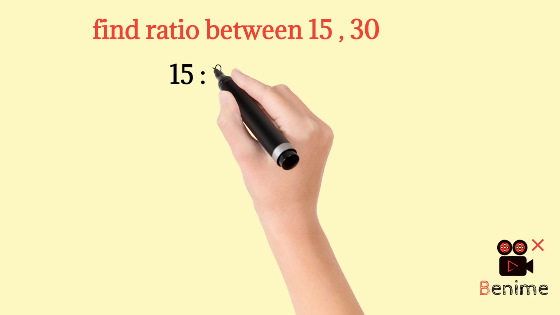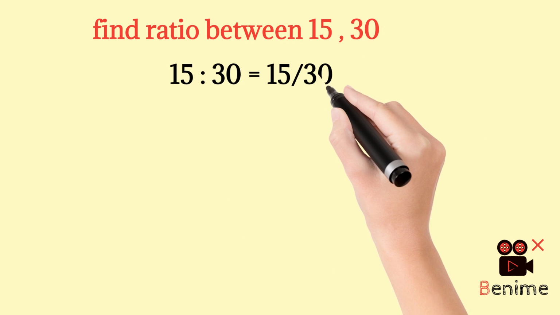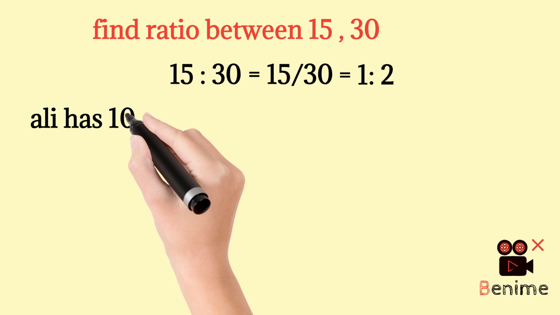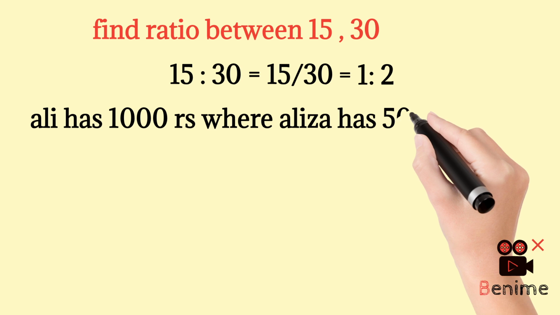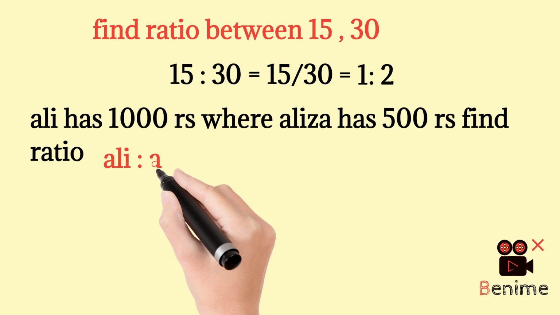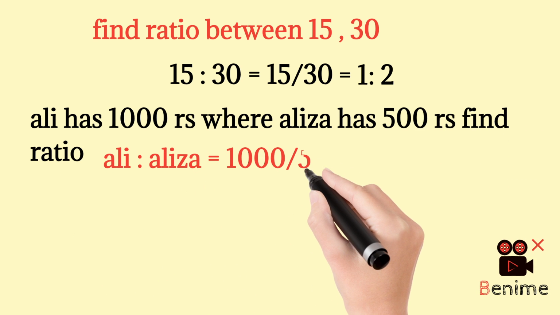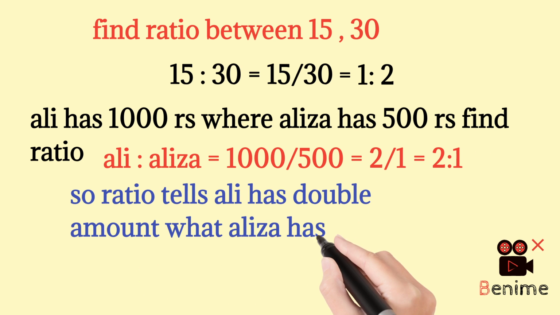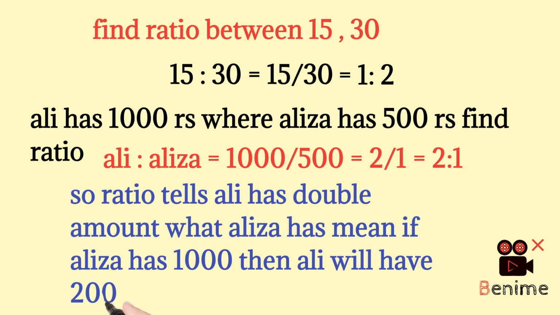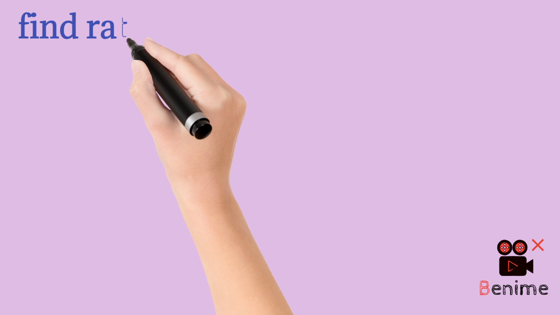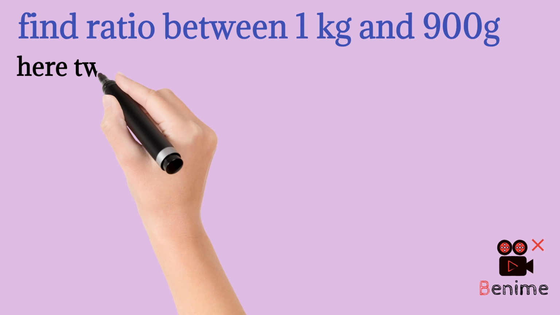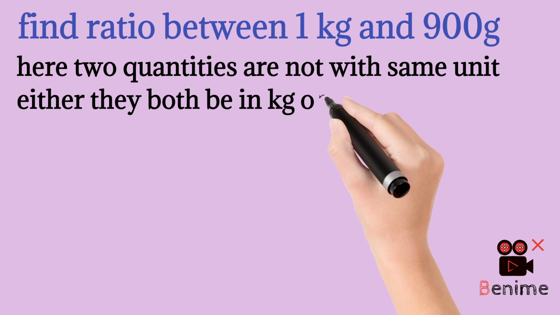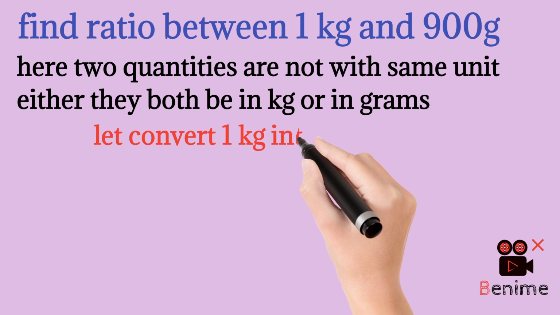We start with a simple example of finding the ratio between two numbers. Here 15 and 30 are two numbers whose ratio is obtained by dividing 15 by 30, which gives us 1/2, which is written in ratio form as 1:2. In the second example, Ali and Eliza have 1000 and 500 respectively, whose ratio is 2:1, which means Ali has double the amount of Eliza.